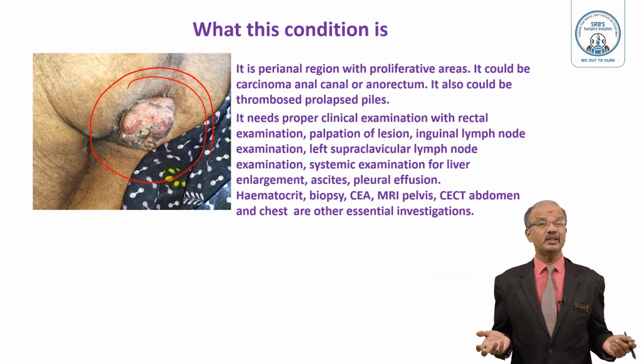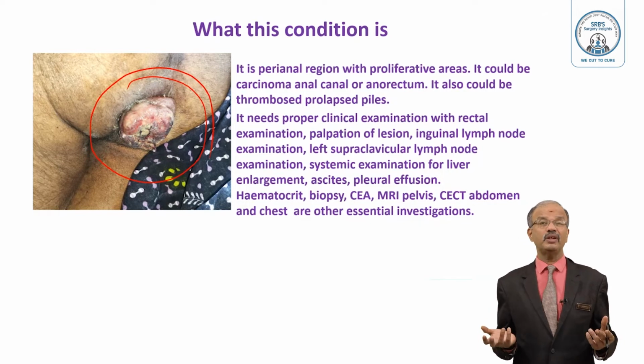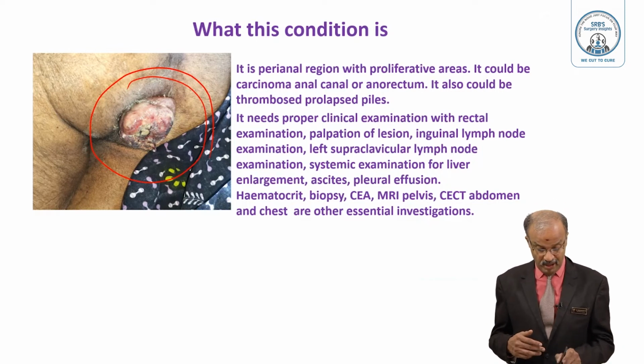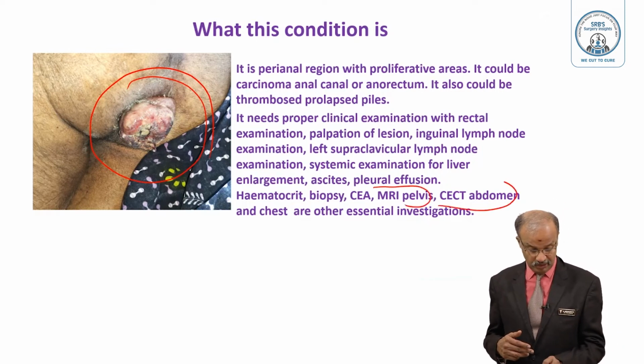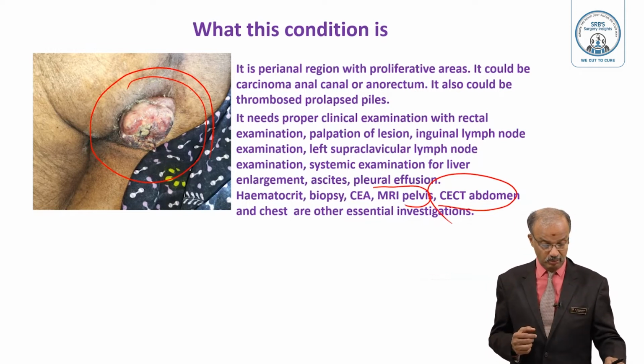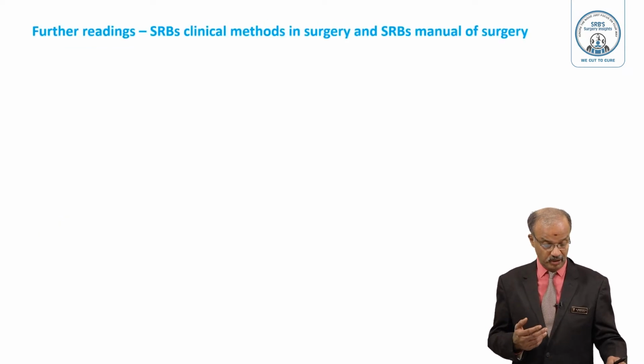If it is advanced, if there is obstruction, then palliative diversion colostomy, then chemotherapy, and palliative symptomatic management: pain, nutrition, all those things are palliative management. MRI pelvis is very very useful. CT abdomen is useful. They are complementary to each other. That is the point which you have to remember always. And the treatment I already told, ilioinguinal dissection, adjuvant therapy and so on.